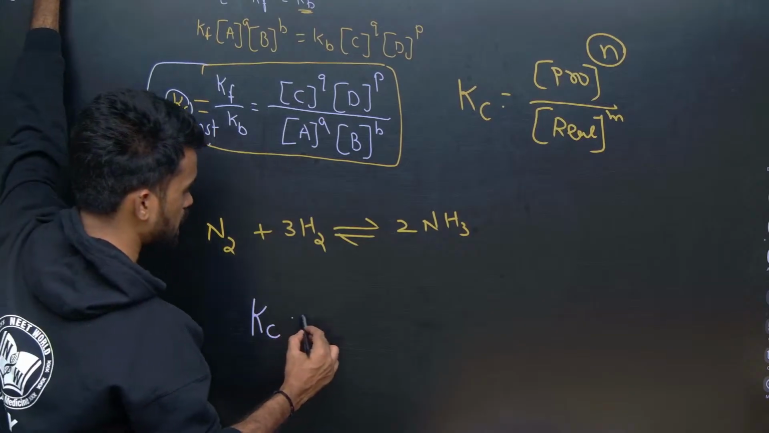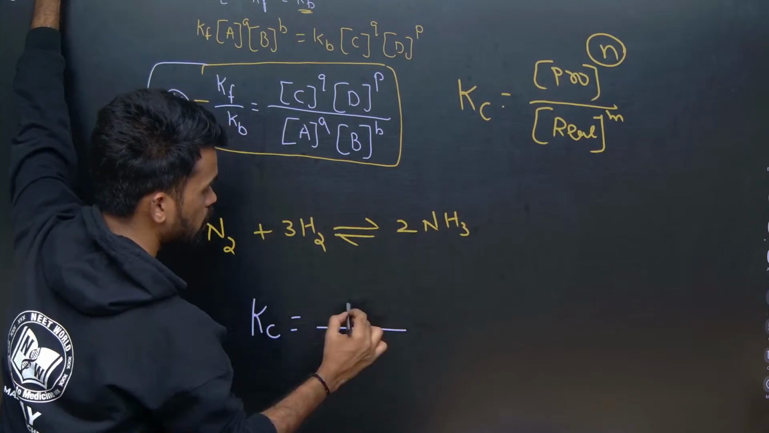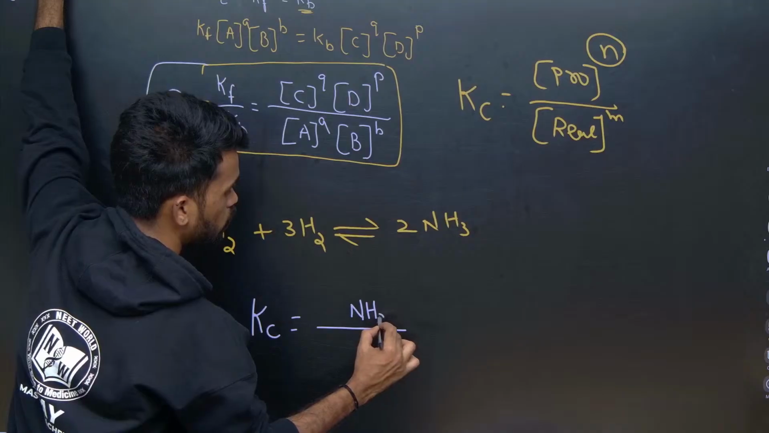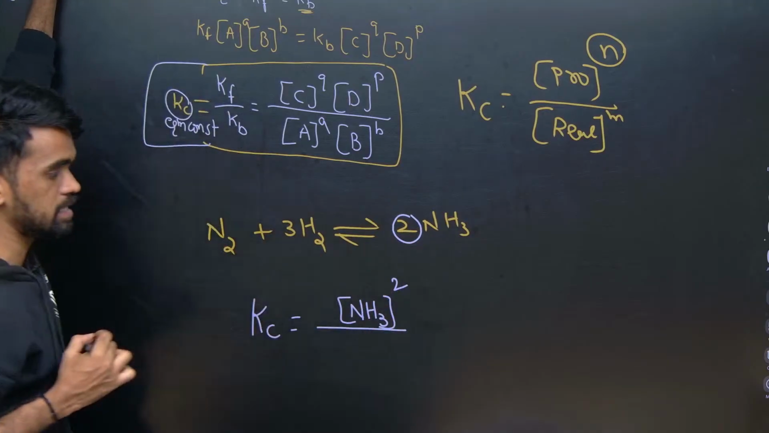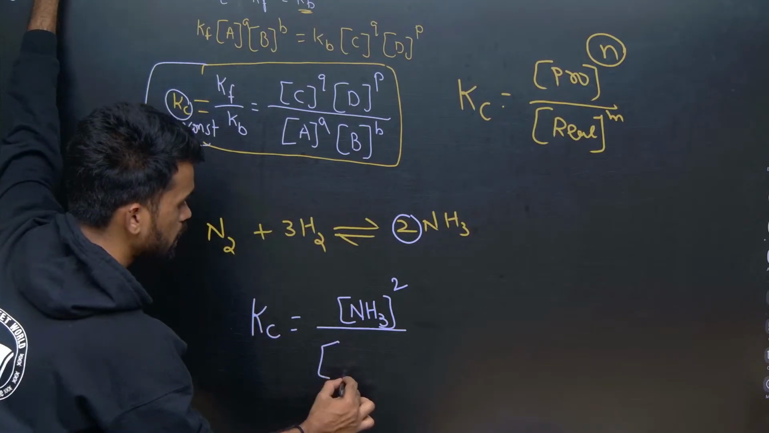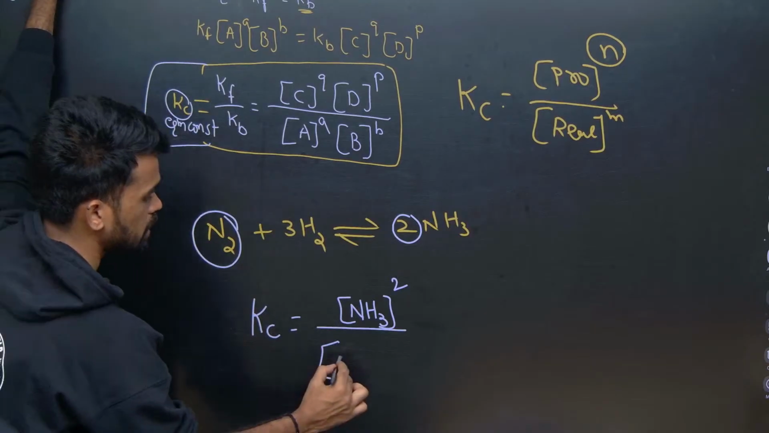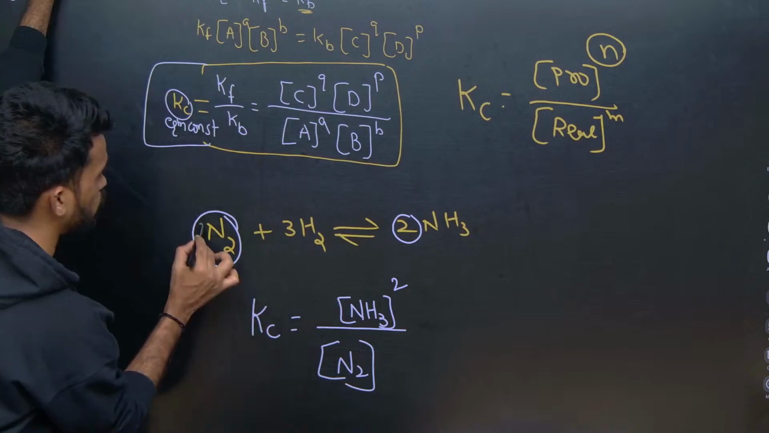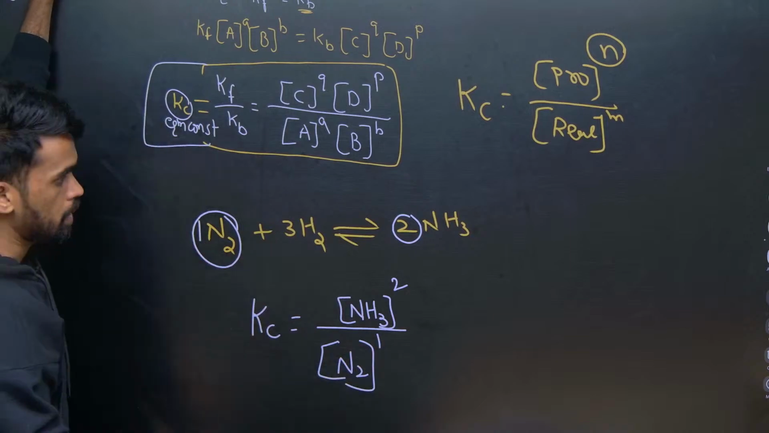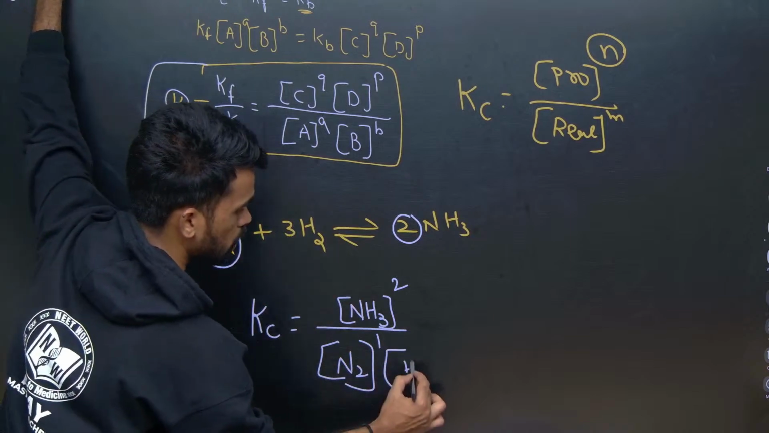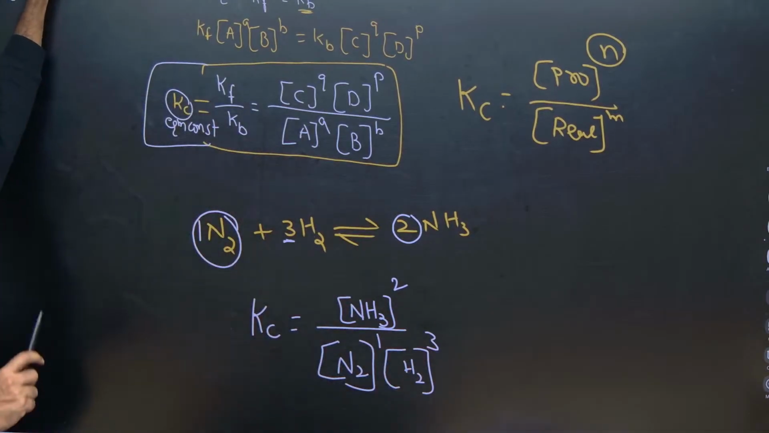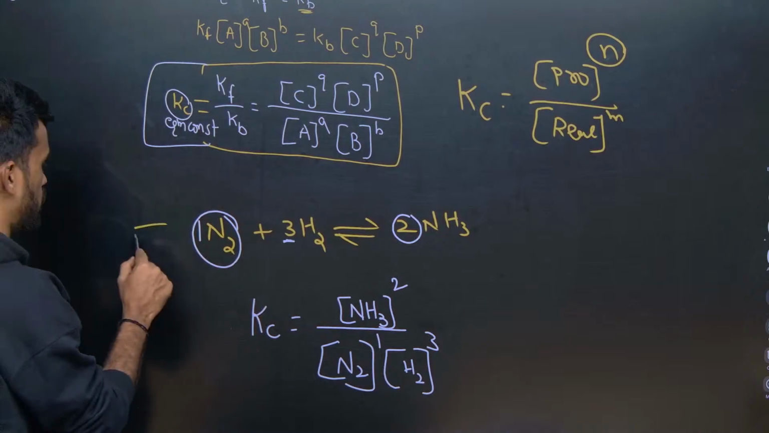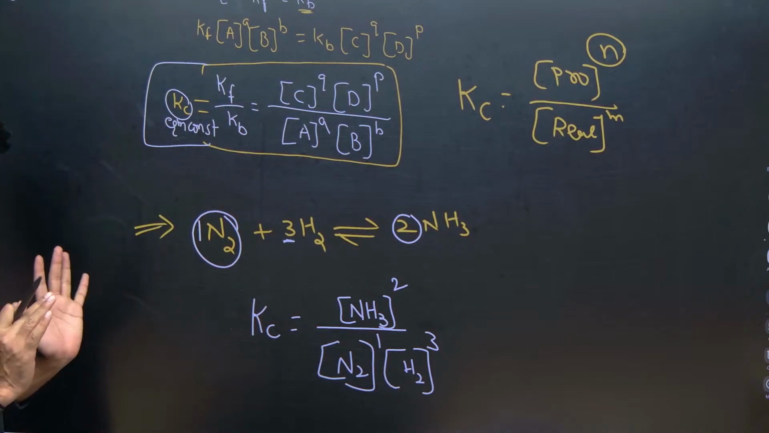So we can write Kc. What is the product here? The product is ammonia. What is its coefficient? The stoichiometric coefficient is 2, right? It is a power. Now in the denominator, what is the reactant we have? N2. What is its coefficient? 1. Next we have H2, concentration of H2 to the power 3. So this is the Kc equation for this particular equilibrium reaction. I hope it is clear, there is no confusion, right?